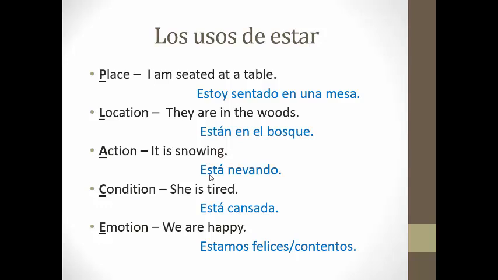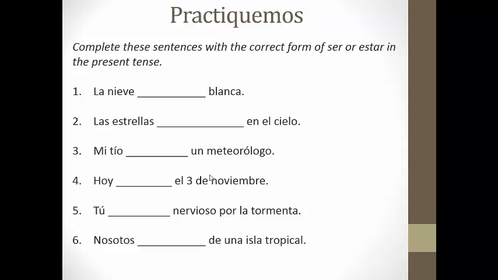Okay, we've got one more bit of practice to do before our video is over. The directions say here, complete these sentences with the correct form of ser or estar in the present tense. Again, we're keeping it simple. We're just going to use present tense. We'll do number 1 together. I'm saying here, the snow is white. That's a characteristic generally associated with snow. When we think snow, we think white. So that is the verb ser. Your answer should be es. Please pause me and complete numbers 2 through 6.